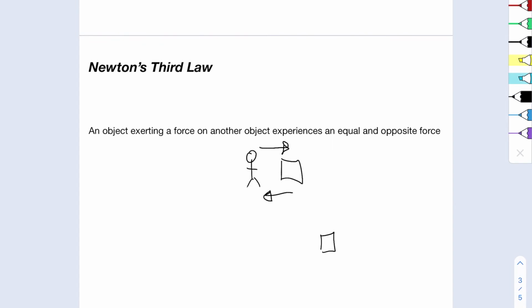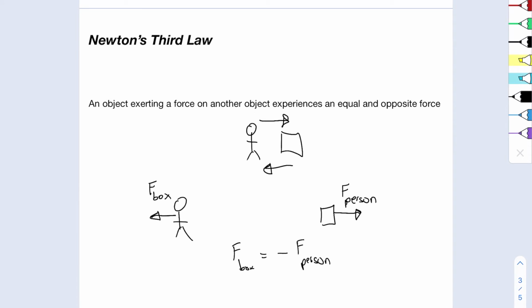So if we were to draw a free body diagram for both of these objects, we would have our box here and a force to the right. This is the force from the person. And if we have our person here, they experience an equal force but opposite in direction to the left. That would be the force from the box, where force from the box is equal to negative the force from the person. So their magnitude or their strength is the same, but their direction is flipped.